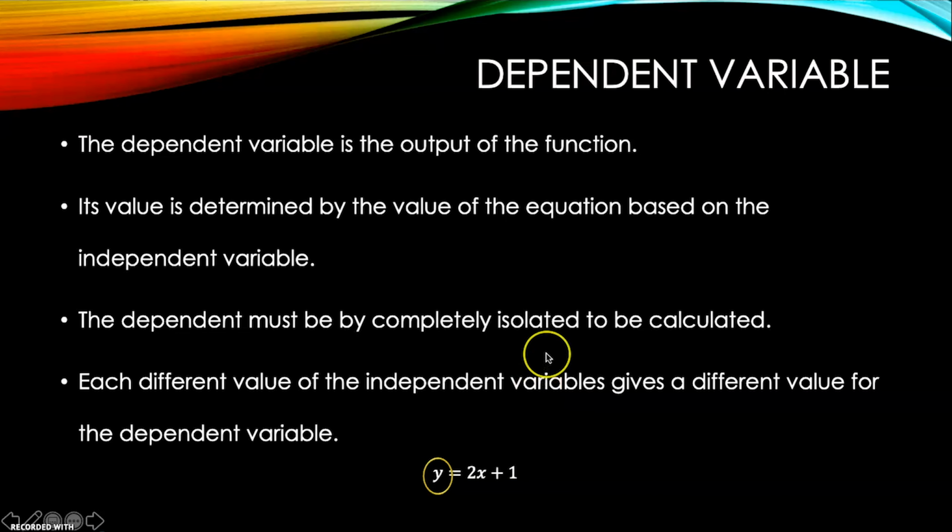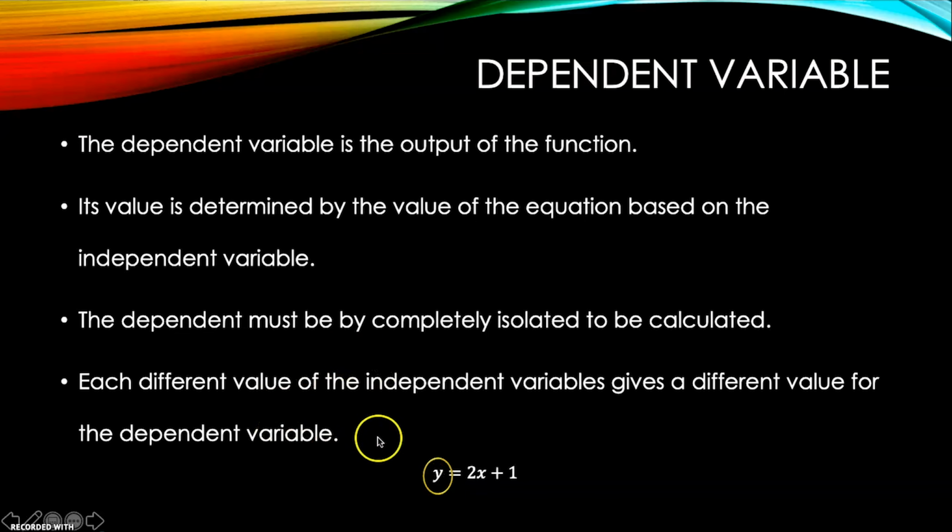And the dependent variable. The dependent variable is the output of the function. Its value isn't determined by the user, but determined by the equation that has the independent variable. And the dependent variable in most functions is going to be y. Again, there's an important reason that we'll get into next video. So if you see y, you can assume that it's the dependent variable unless they tell you otherwise.